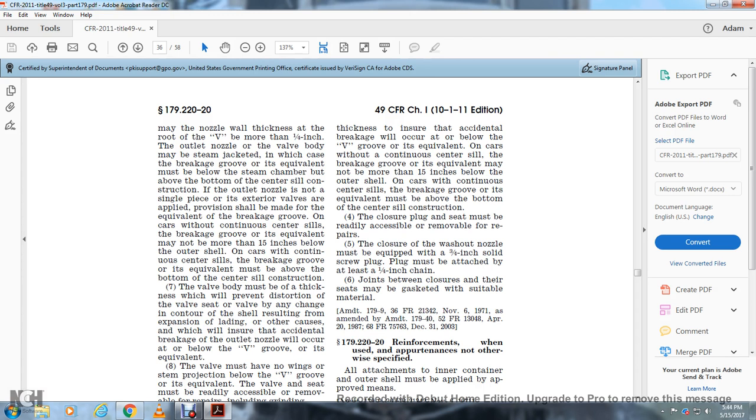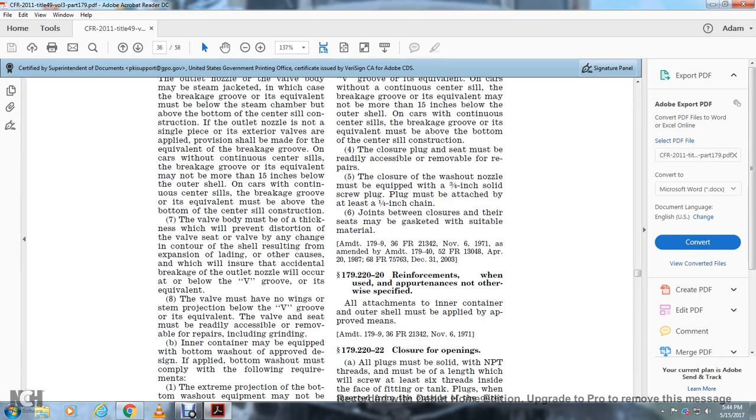If the outlet nozzle is not a single piece, or if the exterior valves are equipped, provision shall be made for the equivalent of the breakage groove. On cars without a continuous center sill, the breakage groove or its equivalent may not be more than 15 inches below the outer shell. On cars with a continuous center sill, the breakage groove equivalent must be above the bottom of the center sill construction. Seventh, the valve body must be of a thickness that prevents distortion of the valve seat resulting from any change of the contour of the shell caused by expansion and loading, and in any other case must ensure that accidental breakage of the outlet nozzle will occur below the V groove or its equivalent.